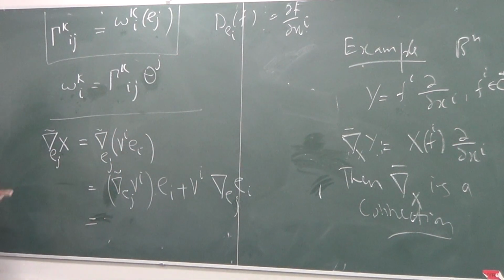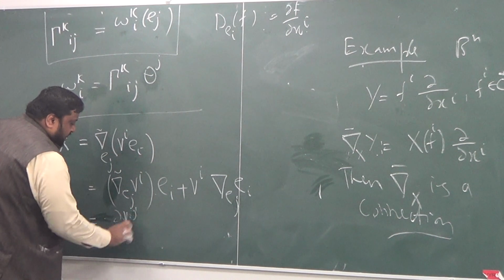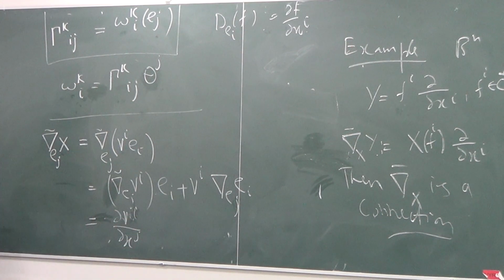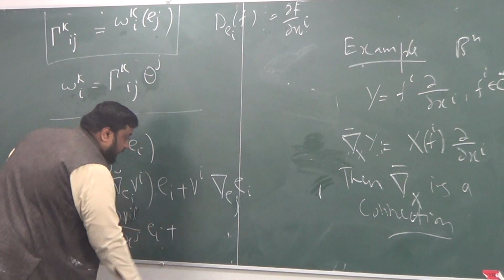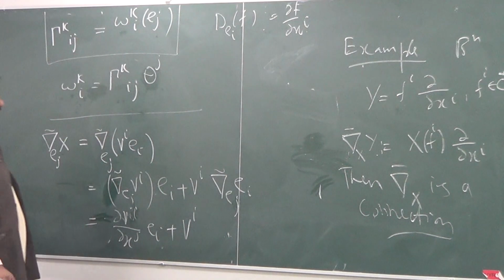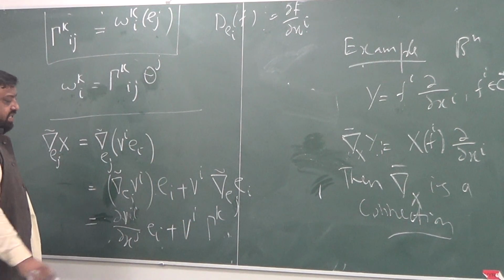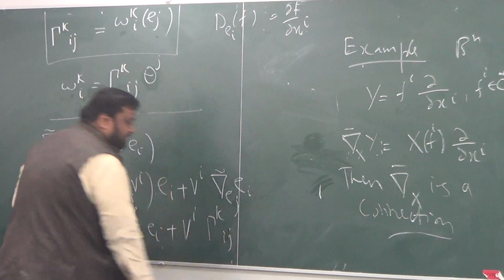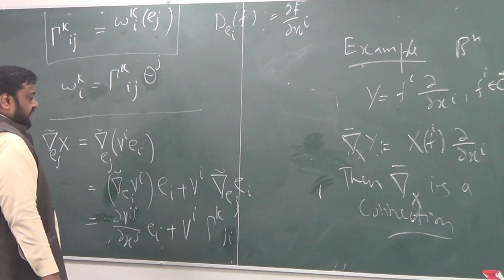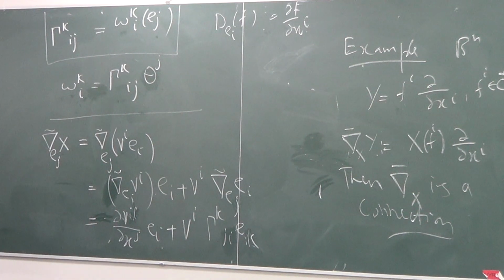So see, we have to spend time on things. So this is going to be partial v^i over partial x^j, e_i, plus v^i, and we know this buddy, so this is gamma^k_{ji} e_k. Let me write it correctly. Are we happy with this?